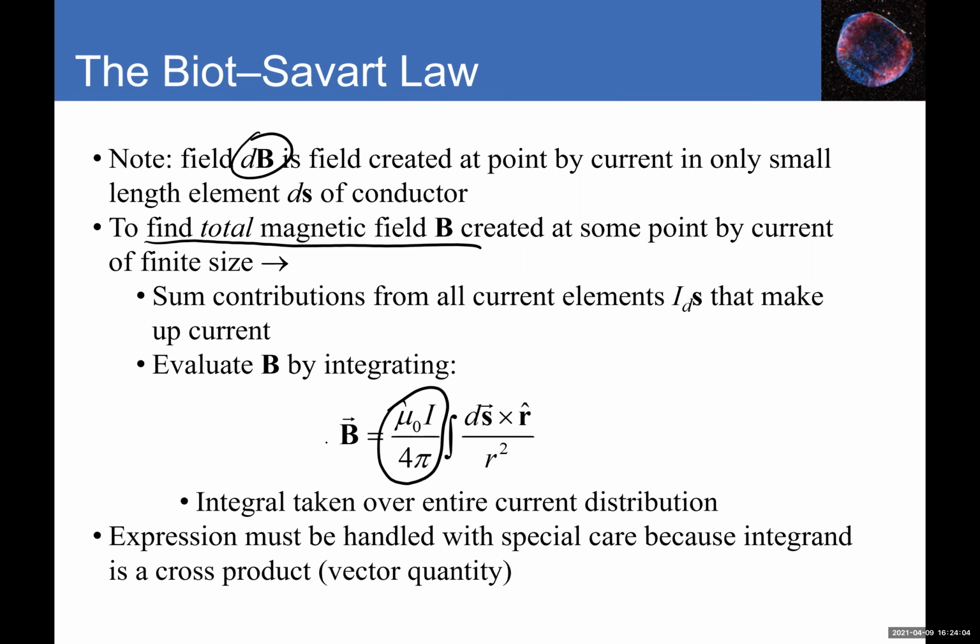That's just a constant, mu naught I over 4 pi, which you take out of the integral, and then you have ds cross r hat over r squared. So that's what you most of the time evaluate. It can go from simple to very, very tedious, depending on what type of problem you have.